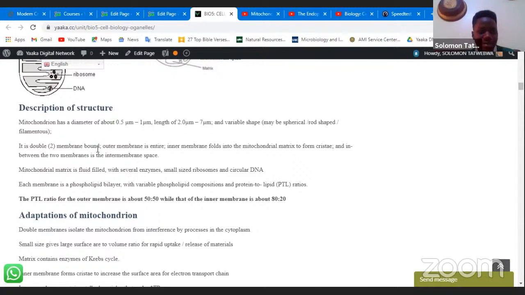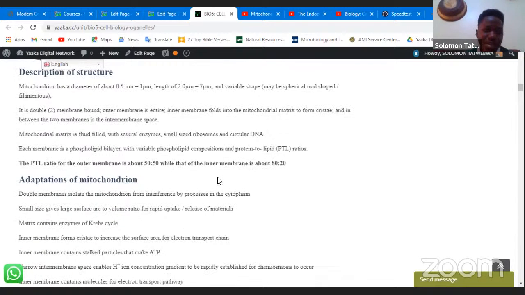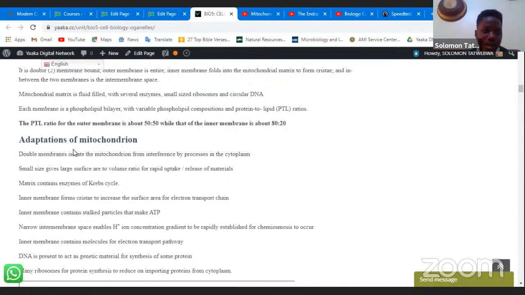Also, it has double membranes. It has a matrix, which is fluid filled with several enzymes and ribosomes plus circular DNA. Each membrane has a phospholipid bilayer with variable phospholipid composition and protein to lipid ratios. We can look at the adaptations.